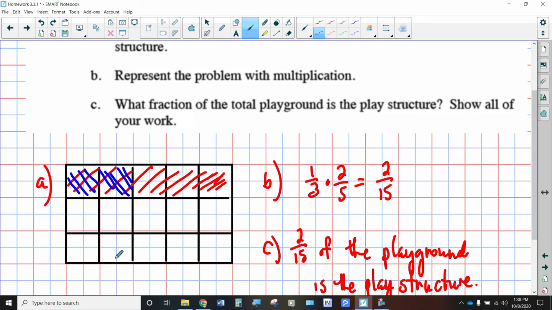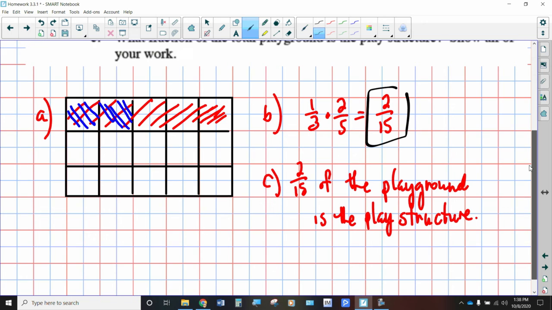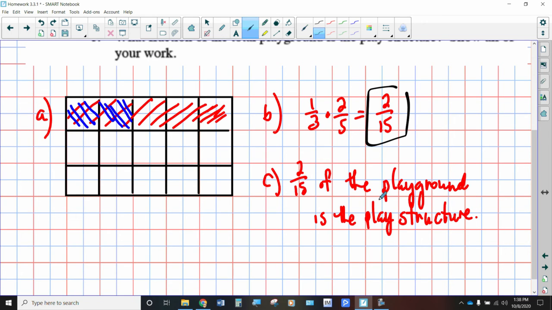How much of the total playground does this section right here represent? Well, that would be 2 out of 15. And so that's the answer. And if you multiply 1/3 times 2/5 or 2/5 times 1/3, doesn't matter which direction you go, you get a 2 in the numerator and a 15 in the denominator. So our answer, after multiplying, matches what the visual looks like in the unit rectangle. That's what we call those things. So let's see, what fraction of the total playground is the play structure? 2/15 of the total playground is the play structure.